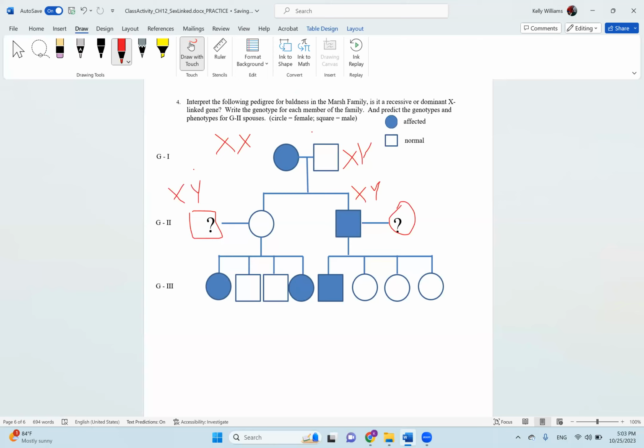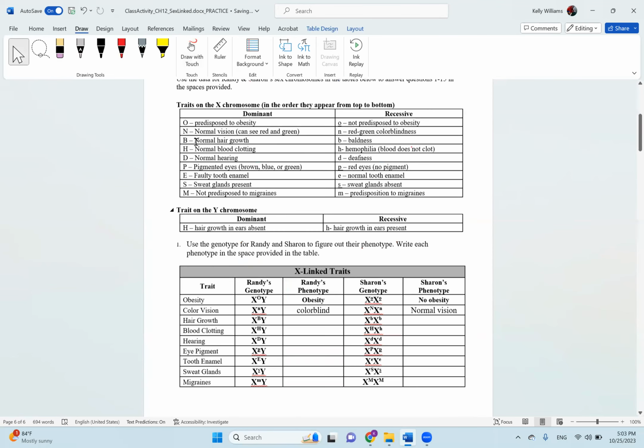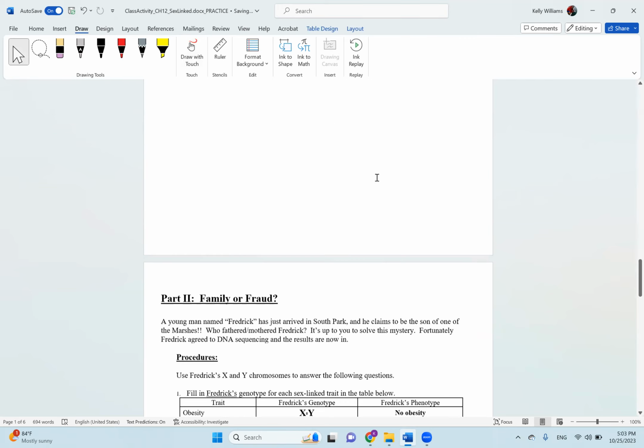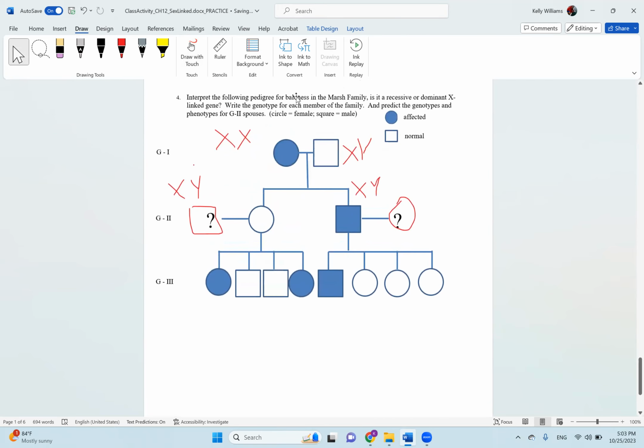So we are looking at baldness specifically here. So what is baldness? We're going to scroll up to the top and look at our genotypes, or our alleles, sorry. And we see that capital B means normal hair growth, lowercase b or recessive means baldness. So if we have someone who is bald who is a female, it must mean that she is homozygous recessive. And if we have a normal male, we know that they have a capital B, that they're dominant.